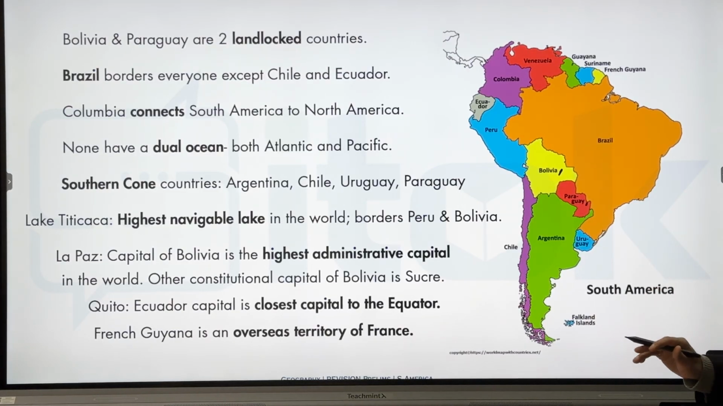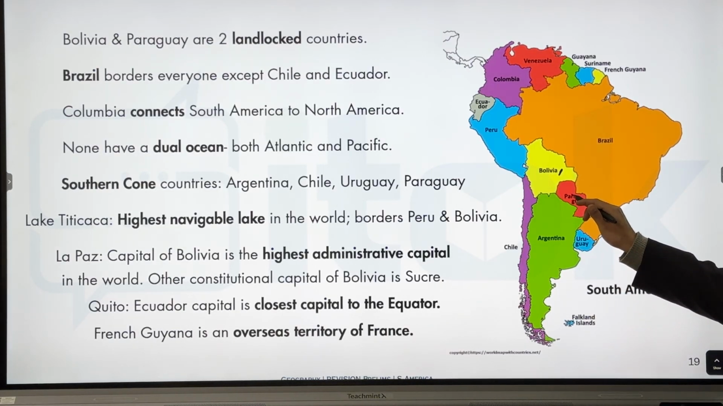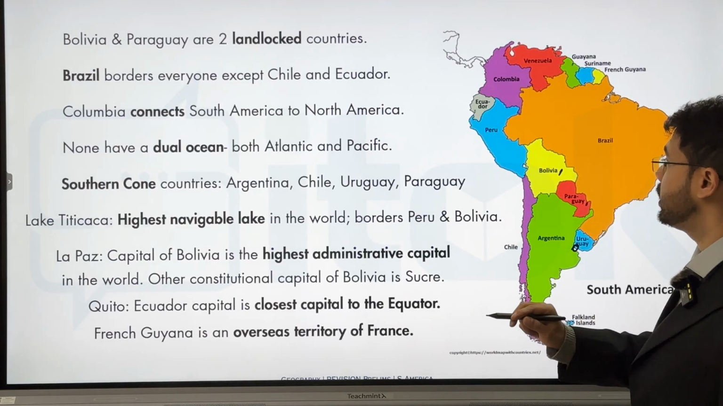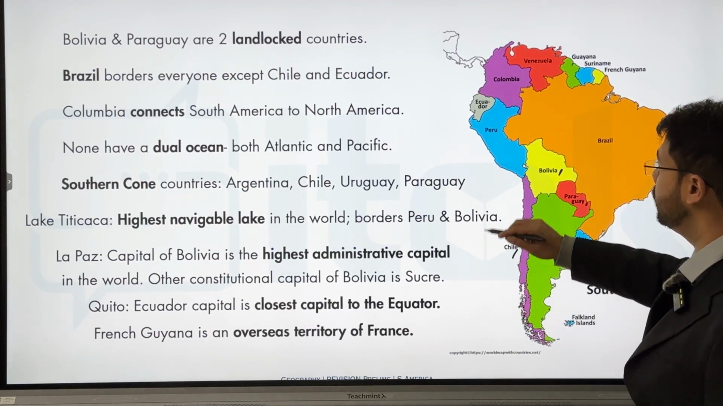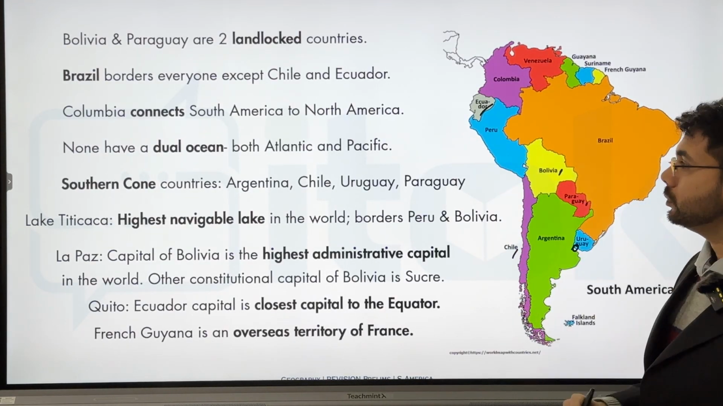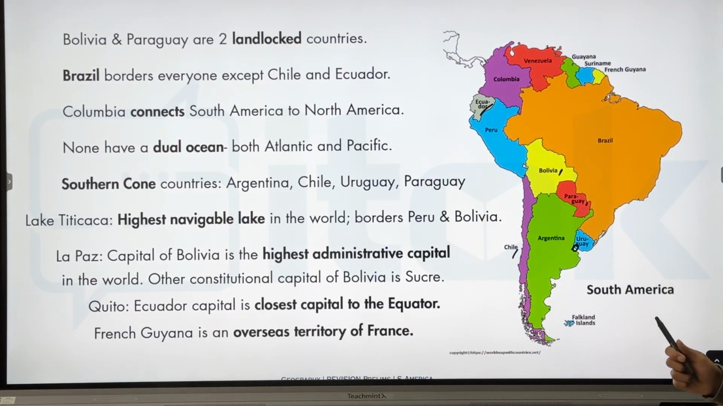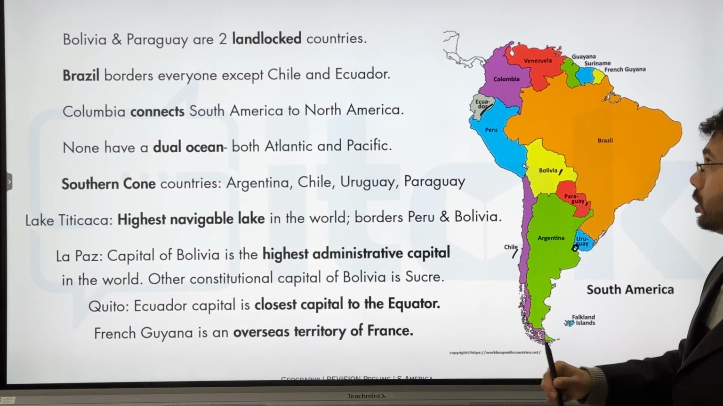And why do we remember this? The Paraguay River comes from inside Paraguay and joins the Rio de la Plata over here. The Uruguay River is also present here. Brazil borders everyone except Chile and Ecuador. Now, none of these countries open to both the Atlantic and the Pacific Ocean.